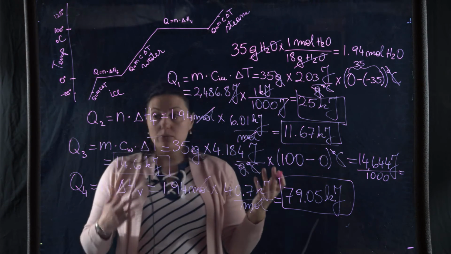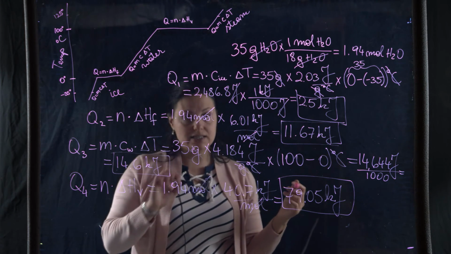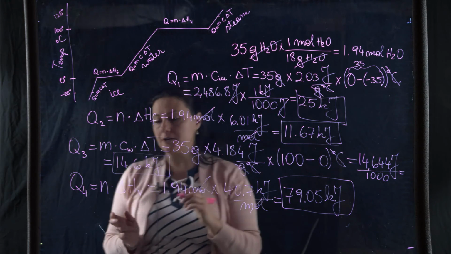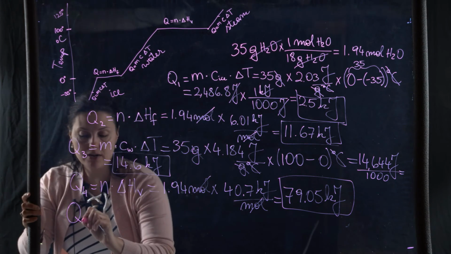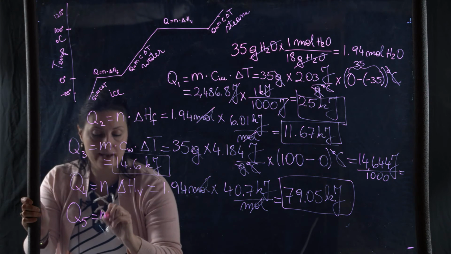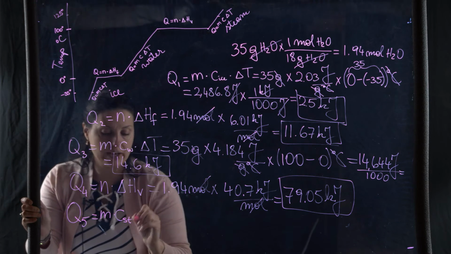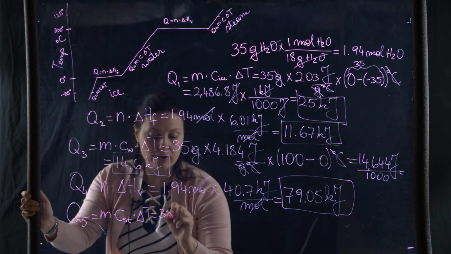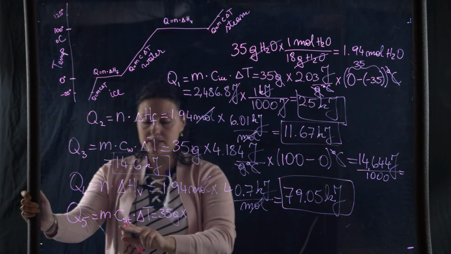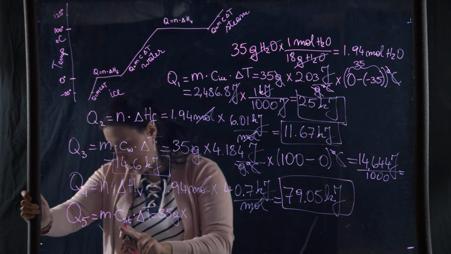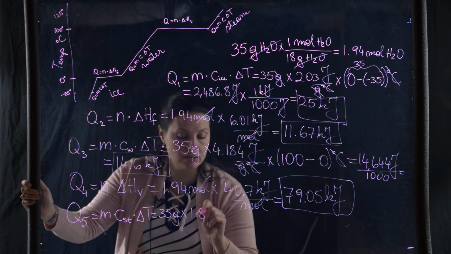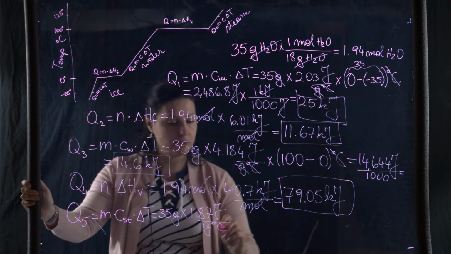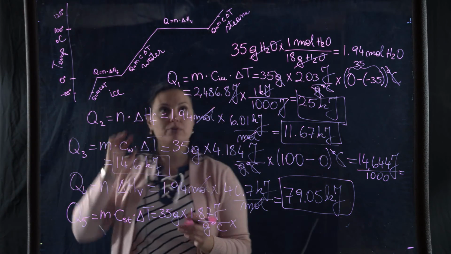That will require one more step, which is mc delta T, but with the specific heat of steam instead of water. So let's do the last part of the puzzle. Q5 equals M times C for steam, I'm going to write ST, times delta T. My mass is, once again, 35 grams, times C for steam is 1.87 joules per gram degrees Celsius, times, now let's look at the temperature change.